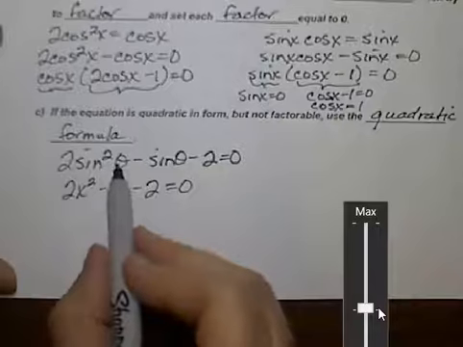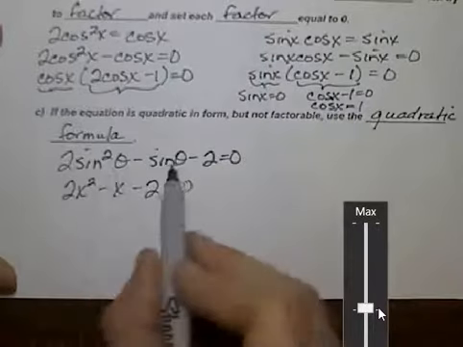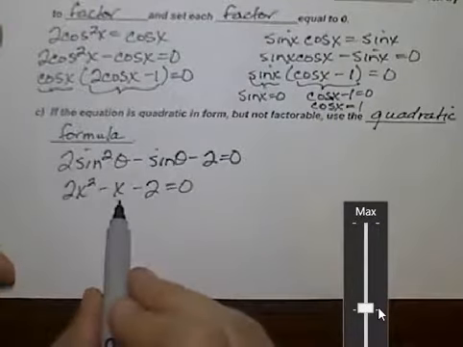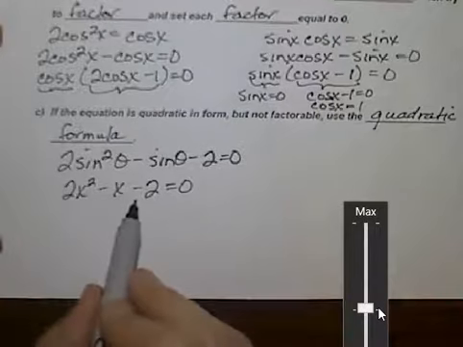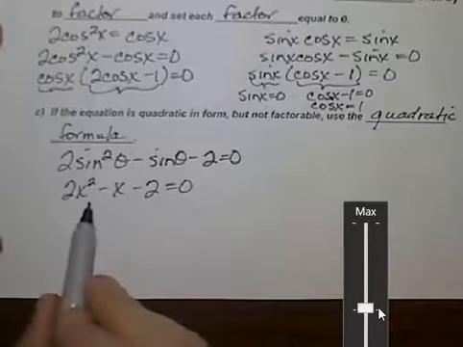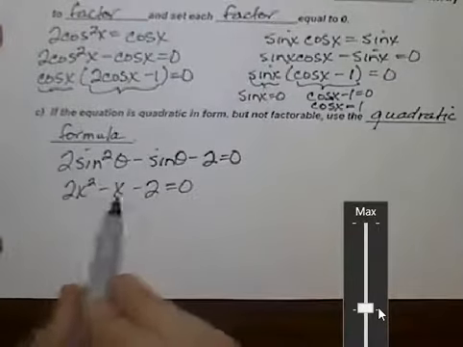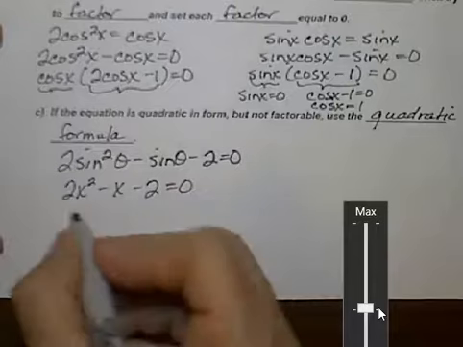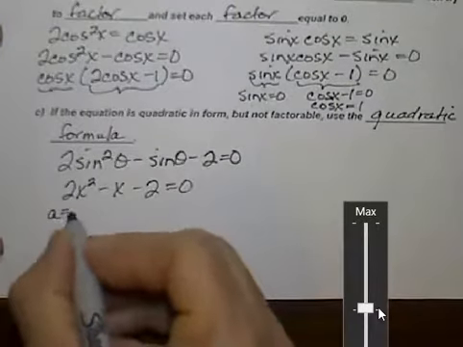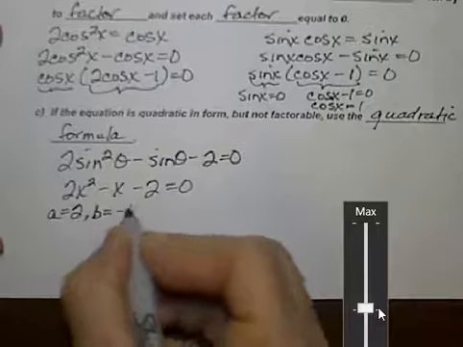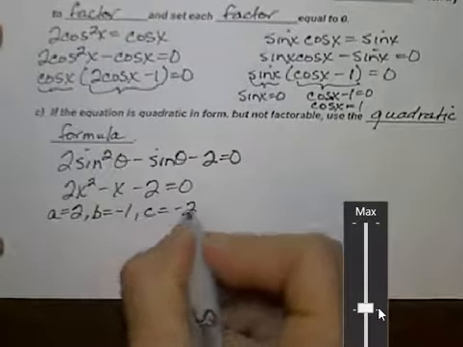So instead of sine squared theta, we've got x squared, and instead of sine of theta, we've got x. So this one, if we try to factor it, it's not going to factor. So then we'd be trying to use the quadratic formula. We can leave it like this for now and just use the x here. So for the quadratic formula, our a would be 2, our b would be -1, and our c would be -2.